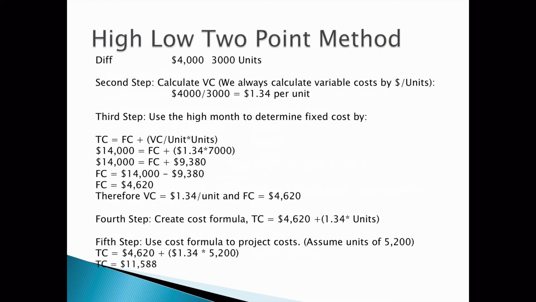And we can now create a formula by plugging in the fixed cost that we found and the variable cost that we determined. And we have a cost formula where we can forecast costs. So total cost equals $4,620 plus $1.34 times our number of units. Now we can forecast our costs based on our number of units. The example I have here for you has 5,200 units, and we plug it into the formula, and we find out that if we have 5,200 guests or rooms, depending on what the units are, our cost for this example is $11,588.